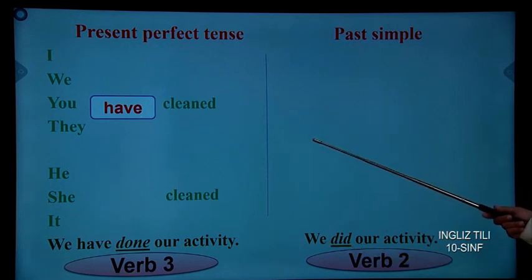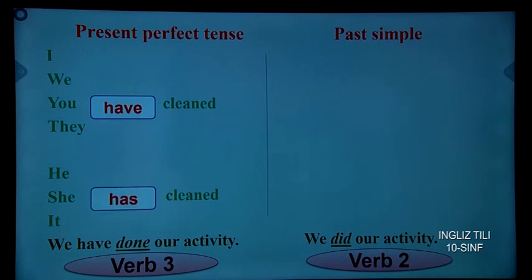I have cleaned, like this. And has for third person singular. She has cleaned. Another example, we have done our activity.